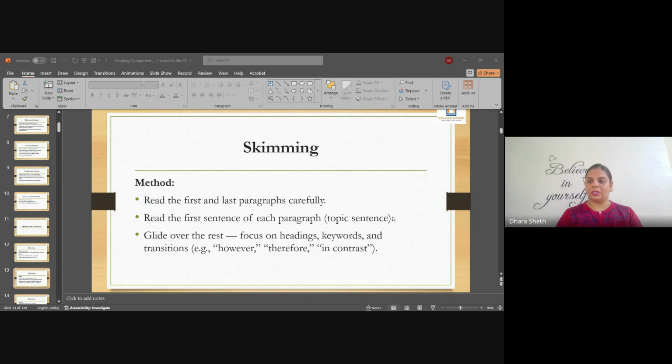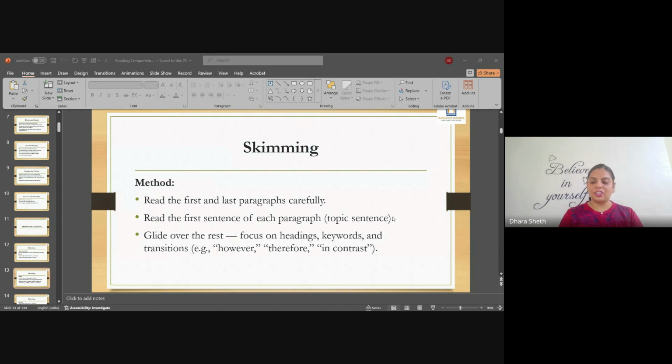So reading the first 4 lines and reading the last 4 lines could do. Everything else in between, you could just skim through the keywords. Read the first sentence of each paragraph. It cannot be applied here, but this is a technique which you can use for reading any article also.